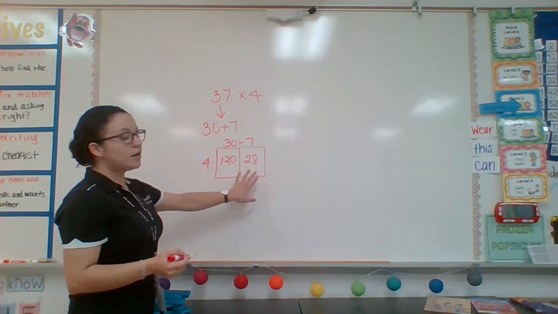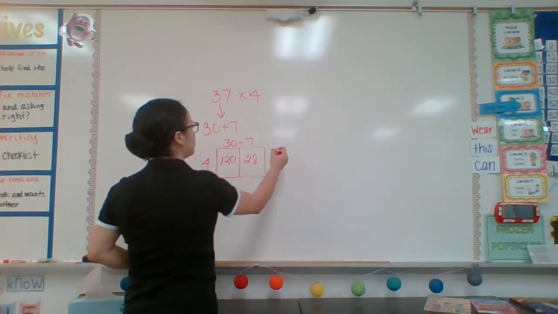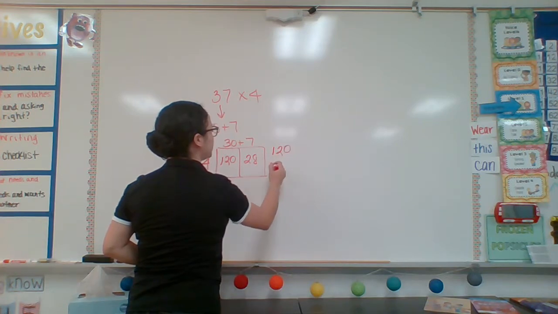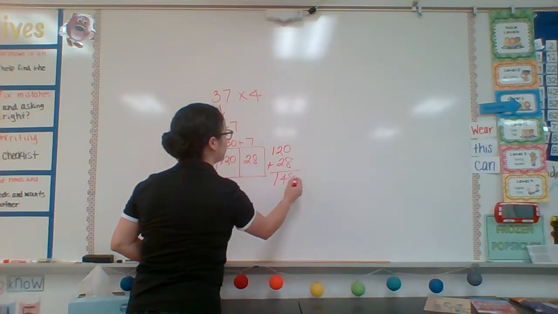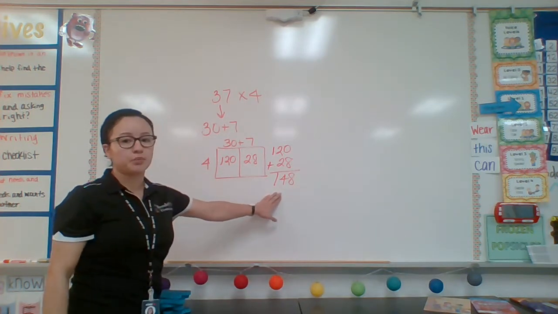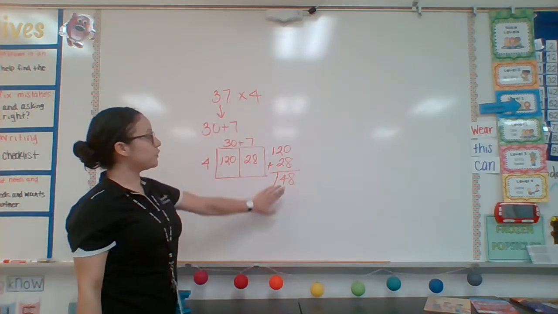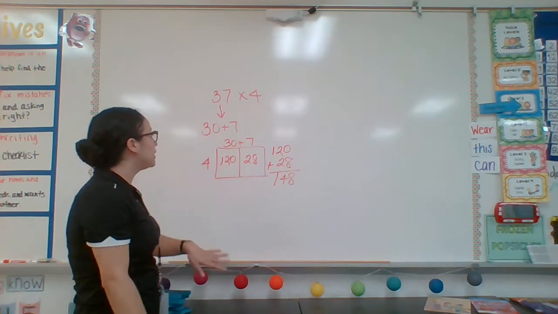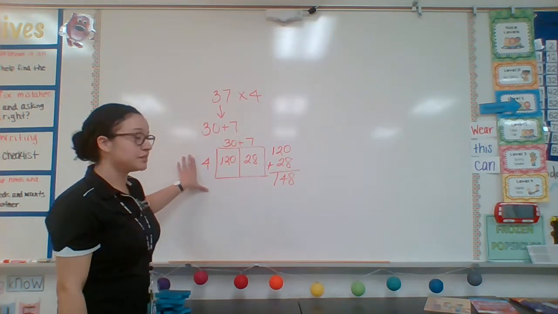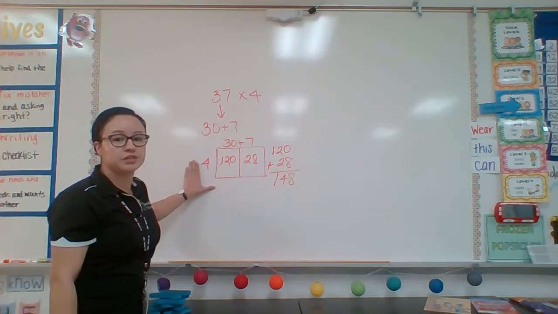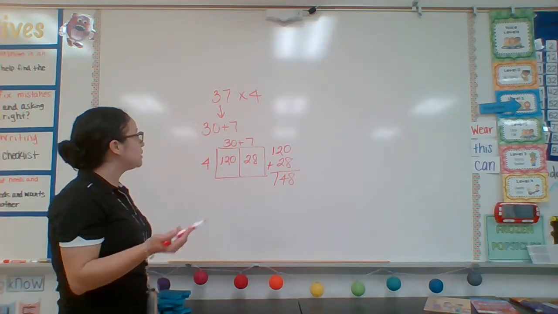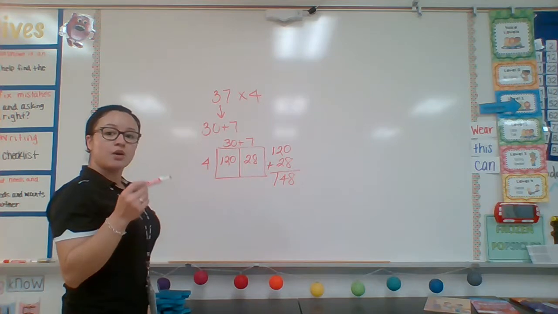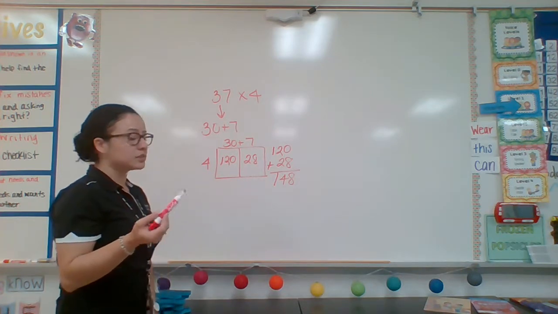After you get all of the partial products, you add them up together. So 120 plus 28 is 148. So that gives us the total product. So 37 times 4 is 148. And this is an easier process. It's a strategy that our fourth grade teachers use to show our students how to multiply double digits by single digits or double digits by double digits.